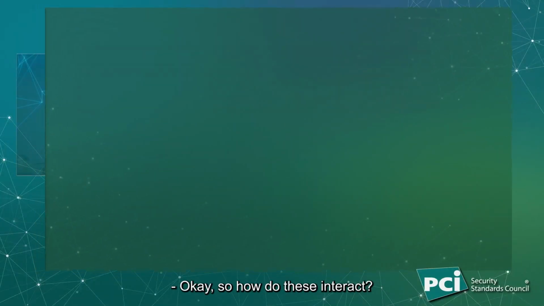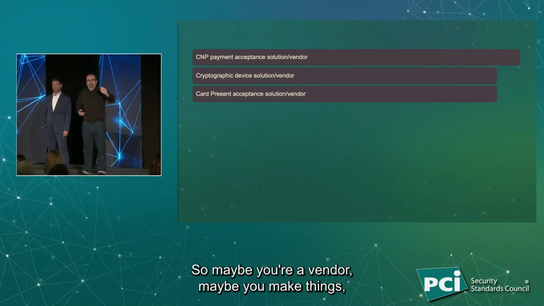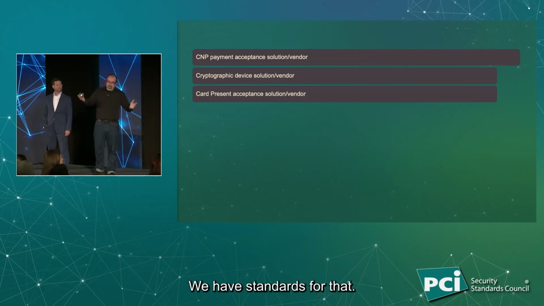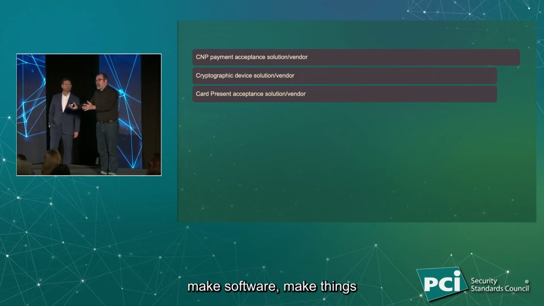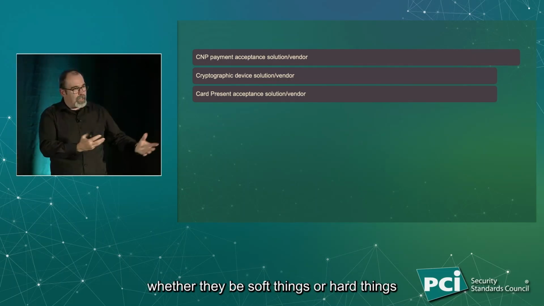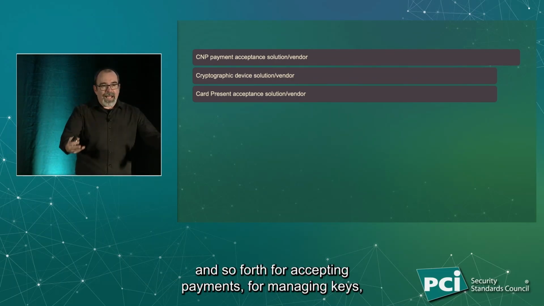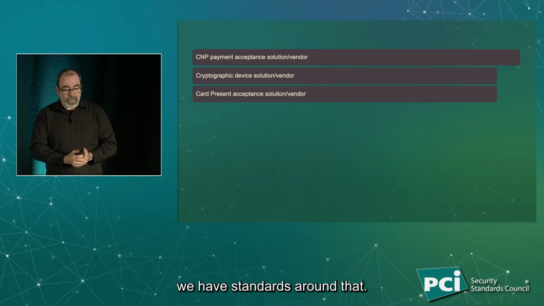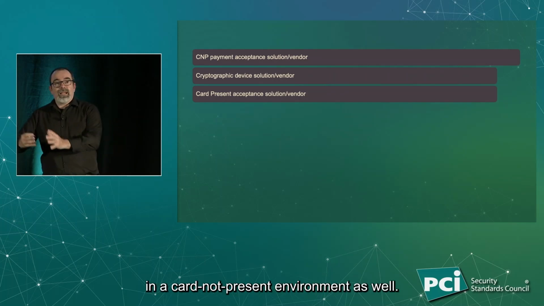Okay, so how do these interact? So maybe you're a vendor. Maybe you make things. Maybe you're a technology producer. We have standards for that. We have people who make technology, make devices, make software, make things, whether they be soft things or hard things and so forth, for accepting payments, for managing keys. We've had a talk about HSM earlier on. We have standards around that. We have standards for how you might provide solutions in a card not present environment as well.